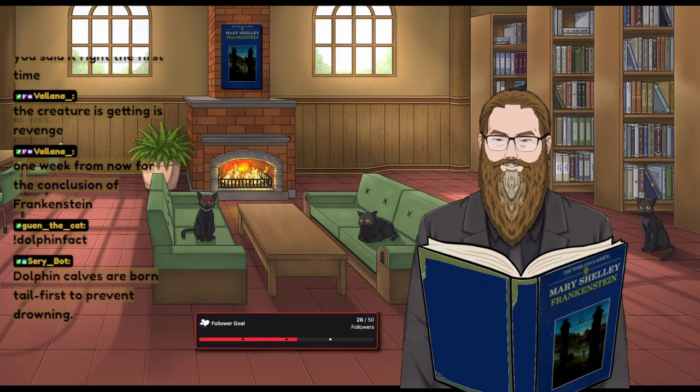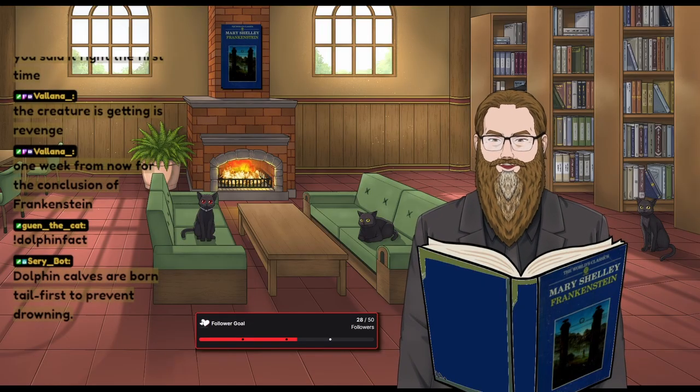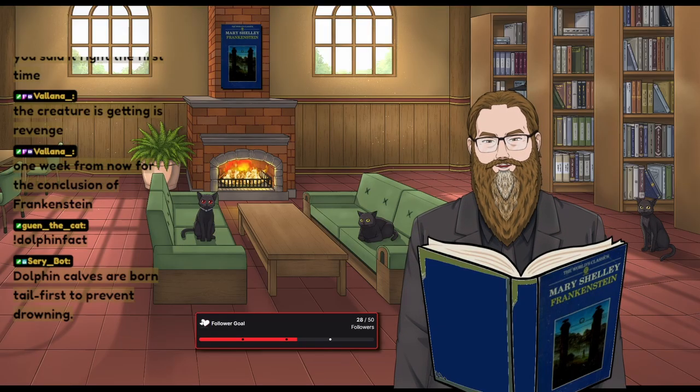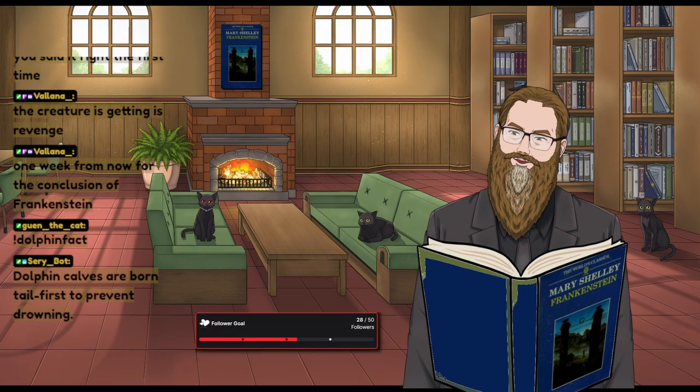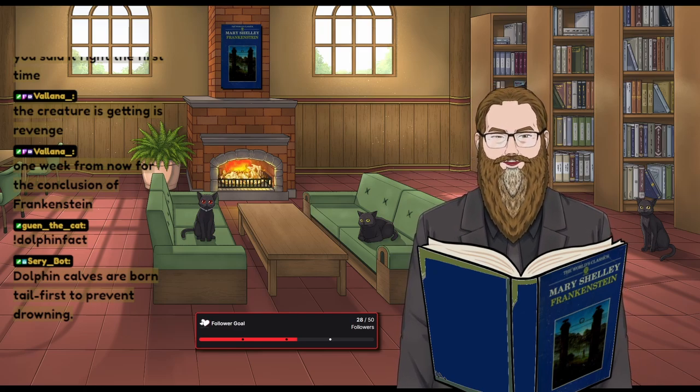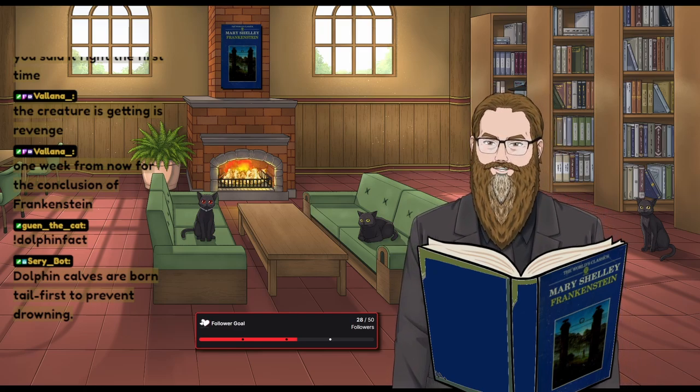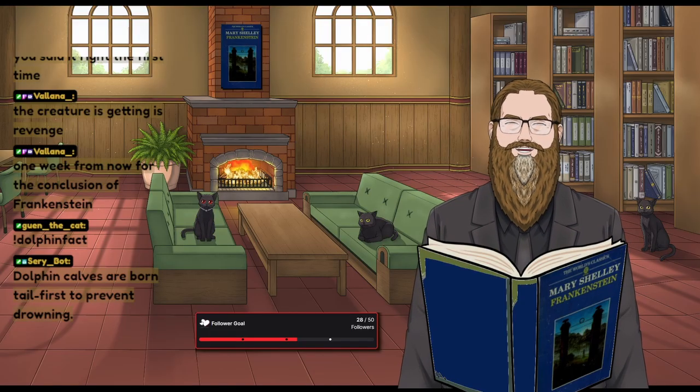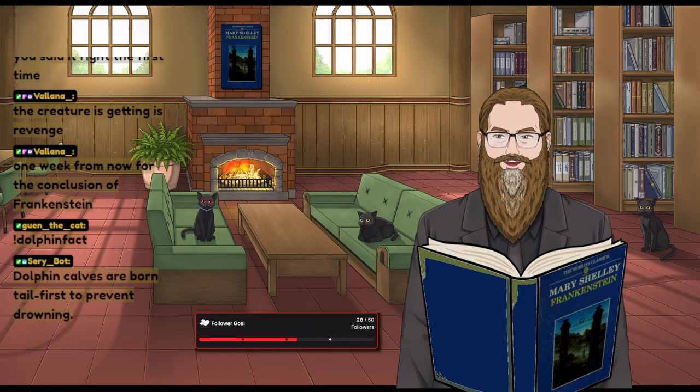Oh, and Gwen wants a dolphin fact. Dolphin calves are born tail first to prevent drowning. Interesting. That's the opposite of humans, right? Human babies are born head first to avoid suffocation, is my understanding. It's okay. Dolphins are backwards creatures. It makes sense.